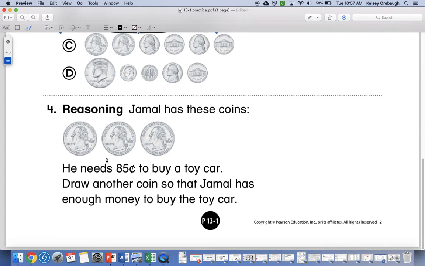We see 1, 2, 3 quarters here. How much is a quarter worth? 25 cents. Let's skip count our 25 cents like we practiced in the video. 25, 50, 75. Jamal has 75 cents. He needs 85 cents. Do you notice anything about the tens digit that you can add to get to 85 cents if you already have 75 cents?